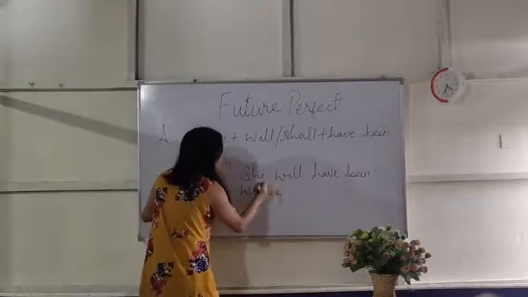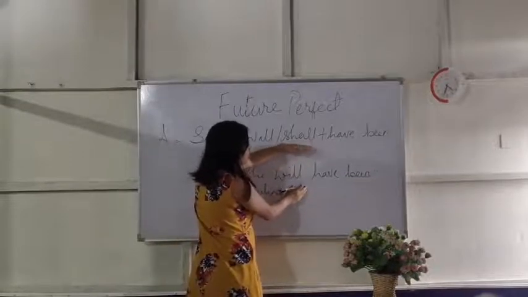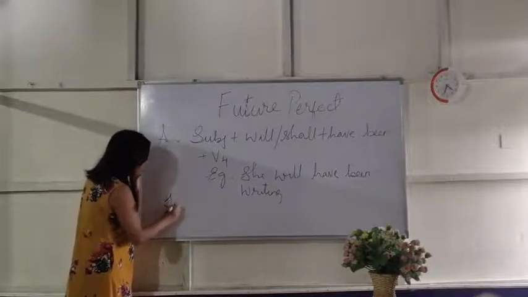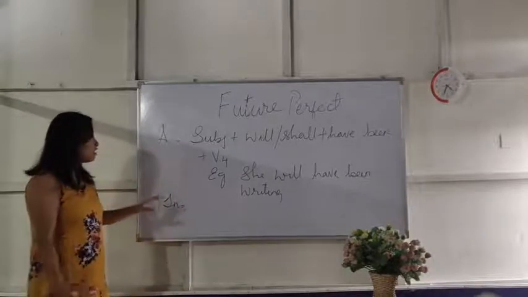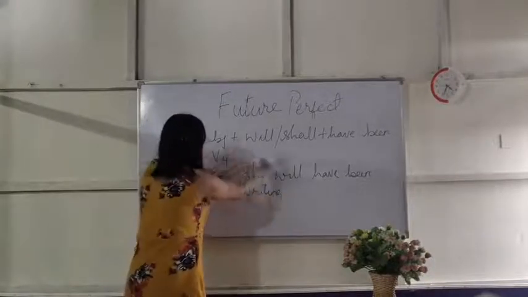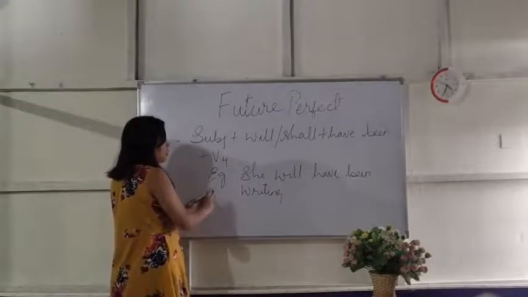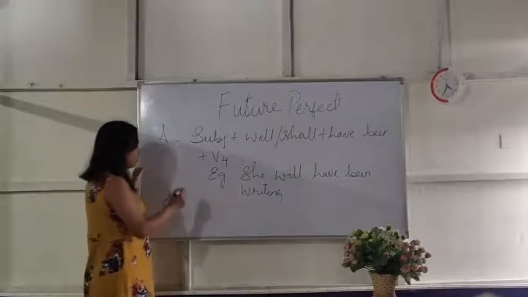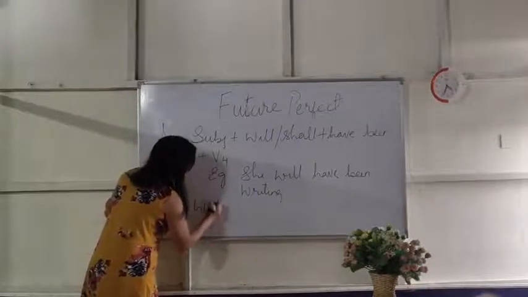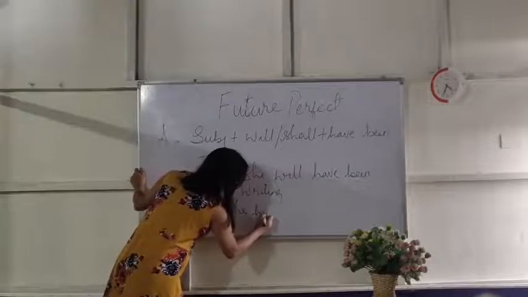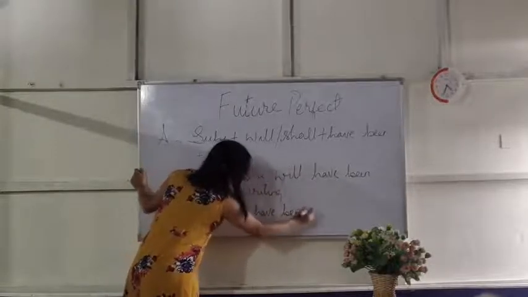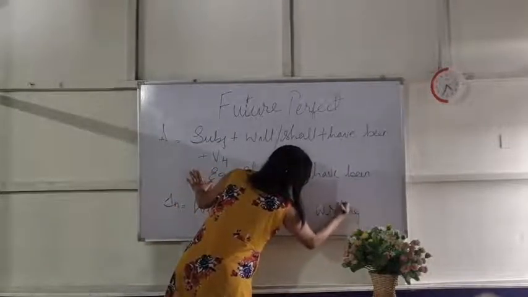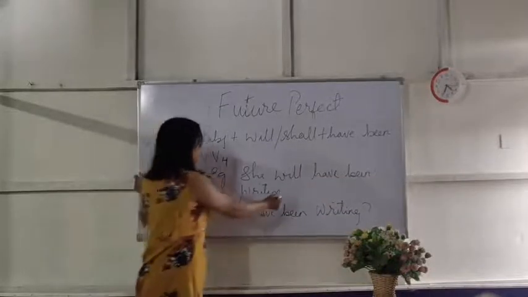And how do we form the question? The sentence structure: for the interrogative, will must come first in the sentence. We have to start with will or shall. Interrogative pattern: will she have been writing? Put a question mark here, and a full stop in the affirmative.